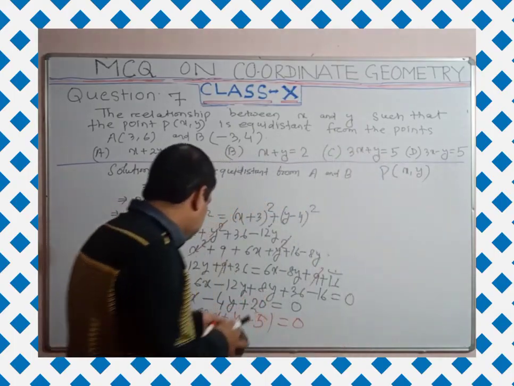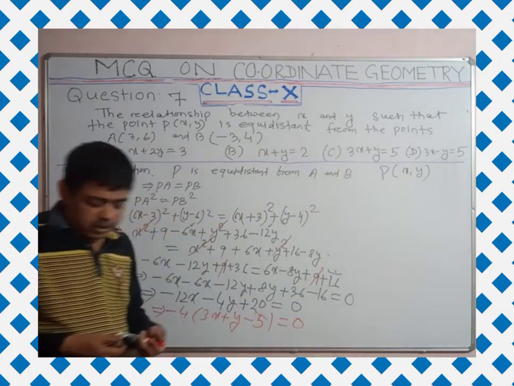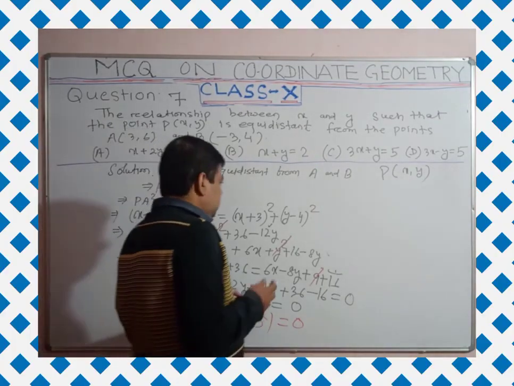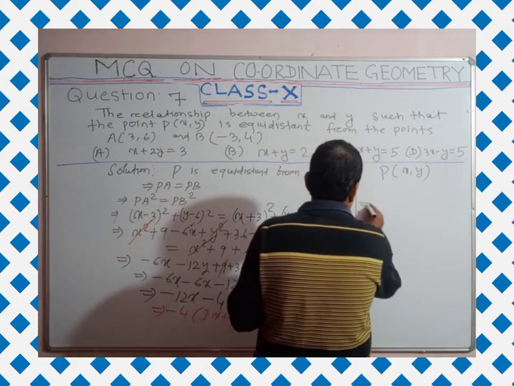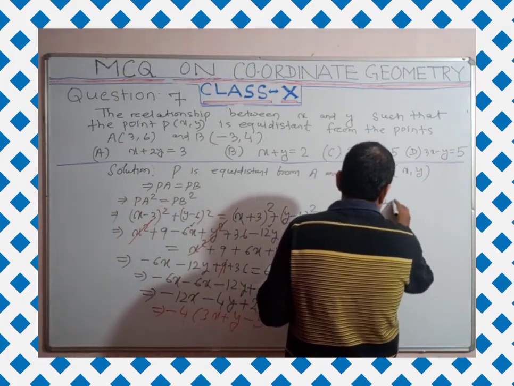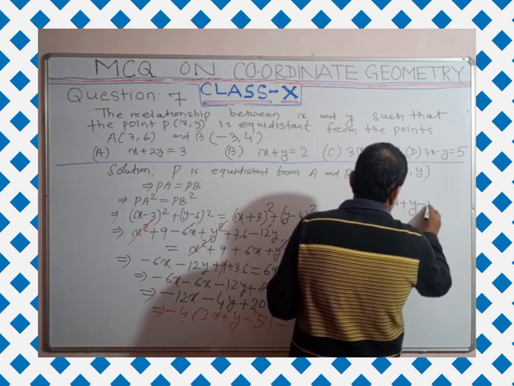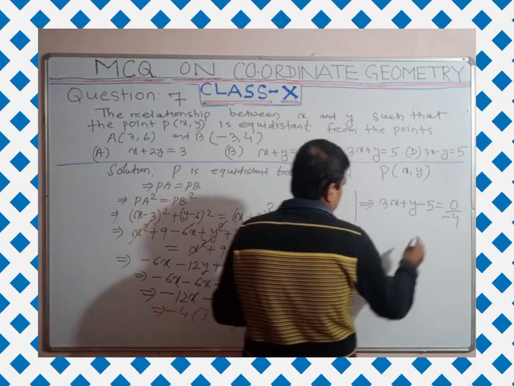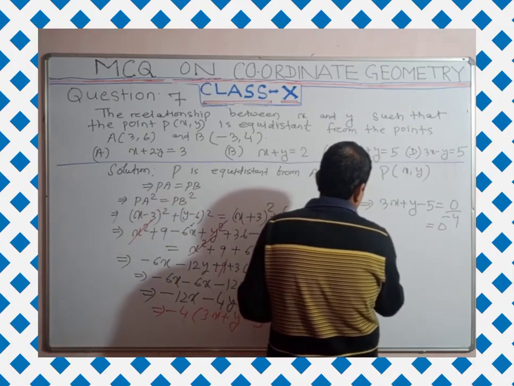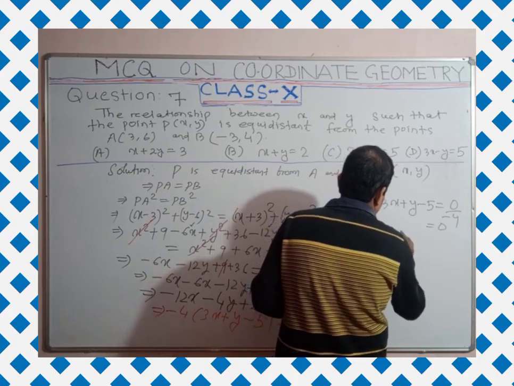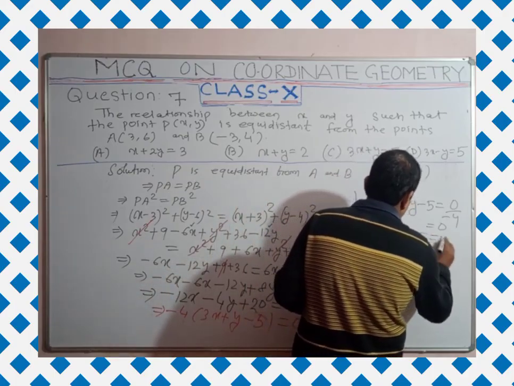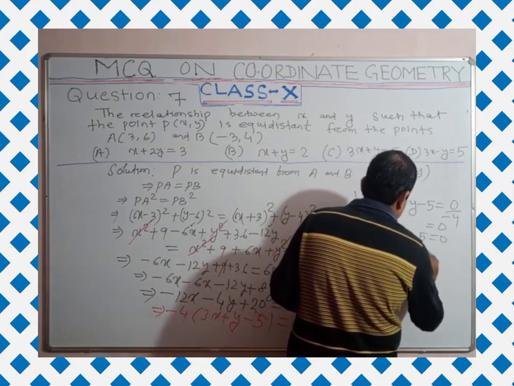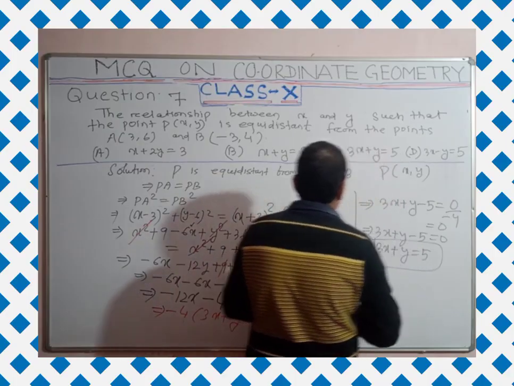Look here. This minus 4 will transpose to the right hand side. It will be 0 divided by minus 4. So 0 divided by minus 4 is 0. Finally we get 3x plus y minus 5 is equal to 0 divided by minus 4, which is 0. So 3x plus y minus 5 is equal to 0, so 3x plus y is equal to 5, the required relationship between x and y.